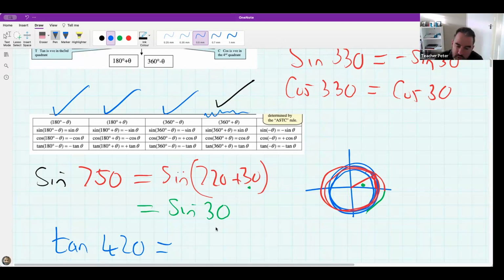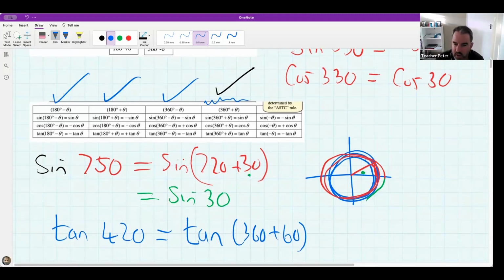Now, some of you can do this in your head. You can literally see that it's 360 plus 60, but if you need to, you can write it as 360 plus 60, and then ask yourself, what quadrant am I in? I'm in quadrant 1, so everything is positive. And so this would be written as the tan of 60. And so that's how we reduce angles that are greater than 360. We just write them in terms of multiples of 360. And then we say, what quadrant are we in? And then we're good to go.